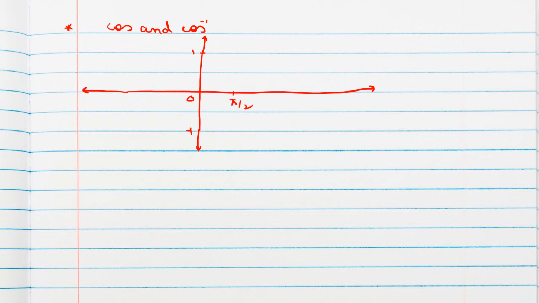Now we will see the graph of cos and cos inverse. So we know cos 0 is 1. So if this is 1 and this one is minus 1, cos 0 is 1, pi by 2 will be 0. Then at pi again minus 1, at 3 pi by 2 it is 0. Similarly here also, minus pi by 2, minus pi, minus 3 pi by 2. So 0, minus 1, 0.